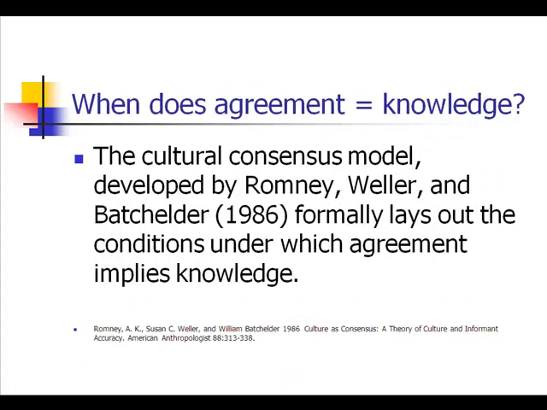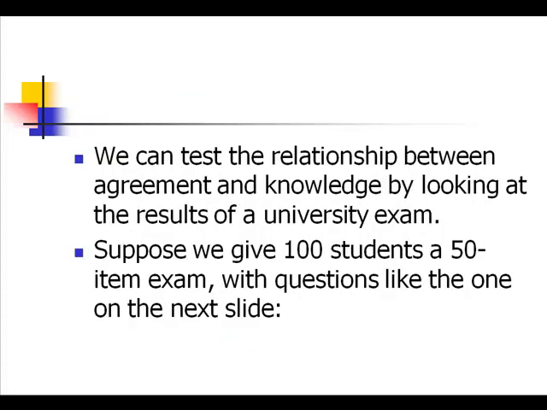The cultural consensus model formally lays out the condition under which agreement implies knowledge. And we can test the relationship between agreement and knowledge by looking at the results of a university exam. Suppose we give 100 students a 50-item exam with questions like this one.